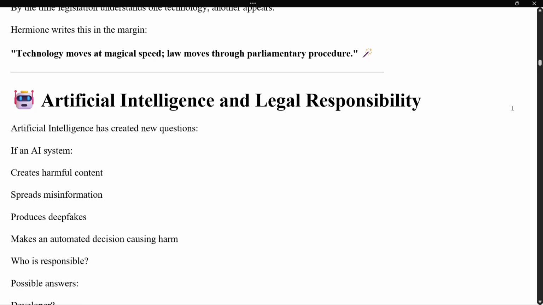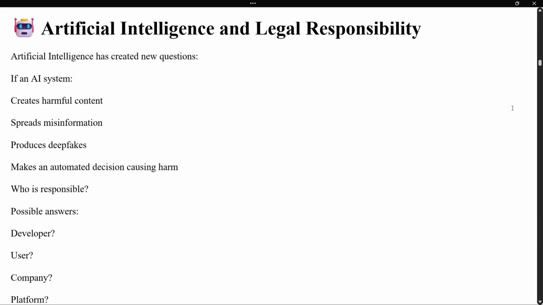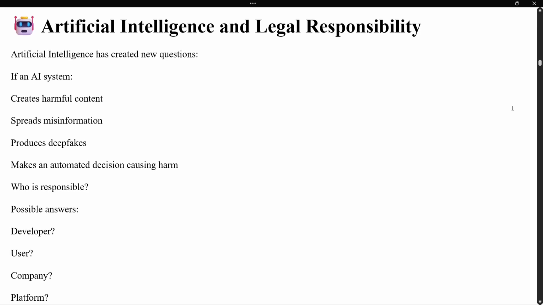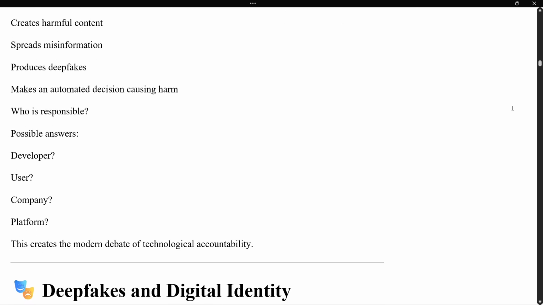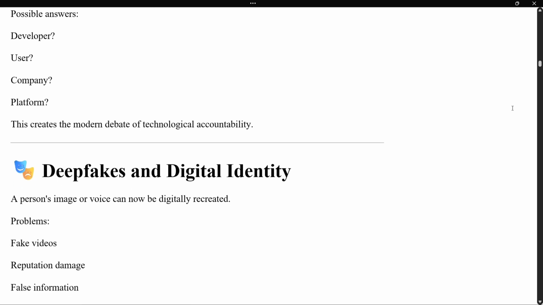Artificial intelligence and legal responsibility. Artificial intelligence has created new questions. If an AI system creates harmful content, spreads misinformation, produces deepfakes, or makes an automated decision causing harm, who is responsible? Possible answers: developer, user, company, platform. This creates the modern debate of technological accountability.